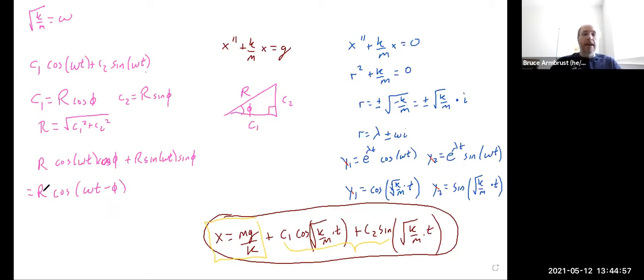Now R, that actually holds the C1 and the C2. And so does phi, in a manner of speaking. But think about what that phi is. That phi is just an offset. And that should totally make sense, because think about where phi is coming from. It's coming from the C1 and the C2. Well, C1 and C2 are coming from your initial conditions. So depending upon your initial conditions, you're going to end up starting at a different part of the oscillation cycle. Duh.